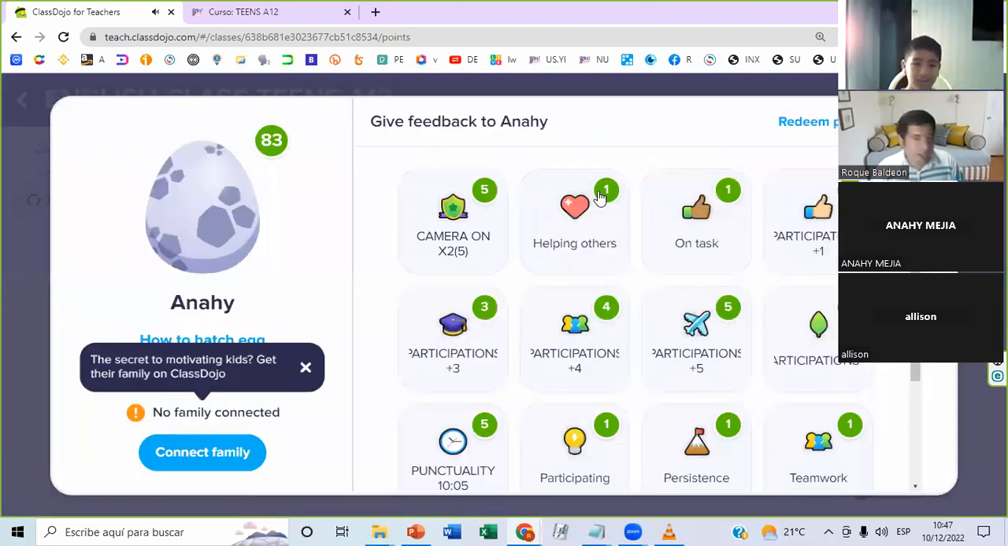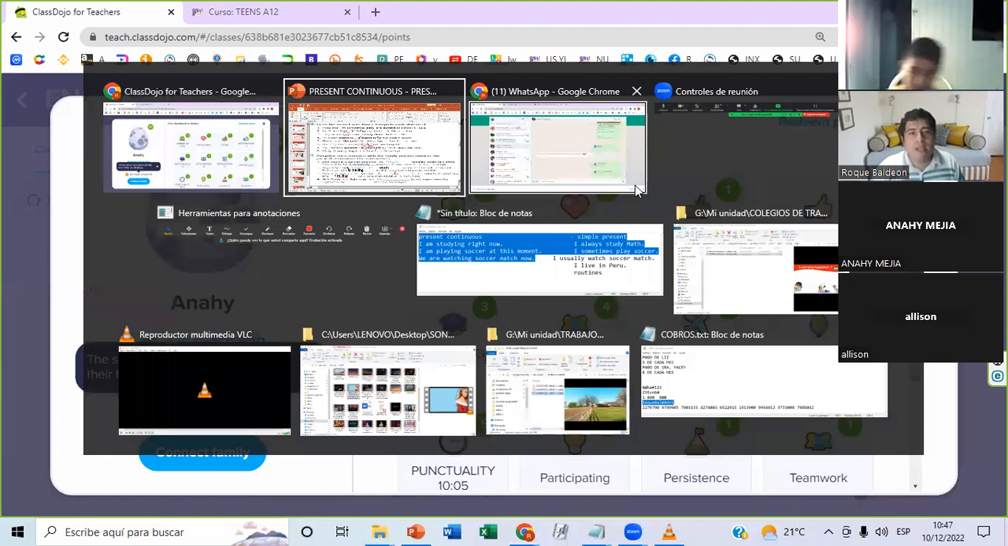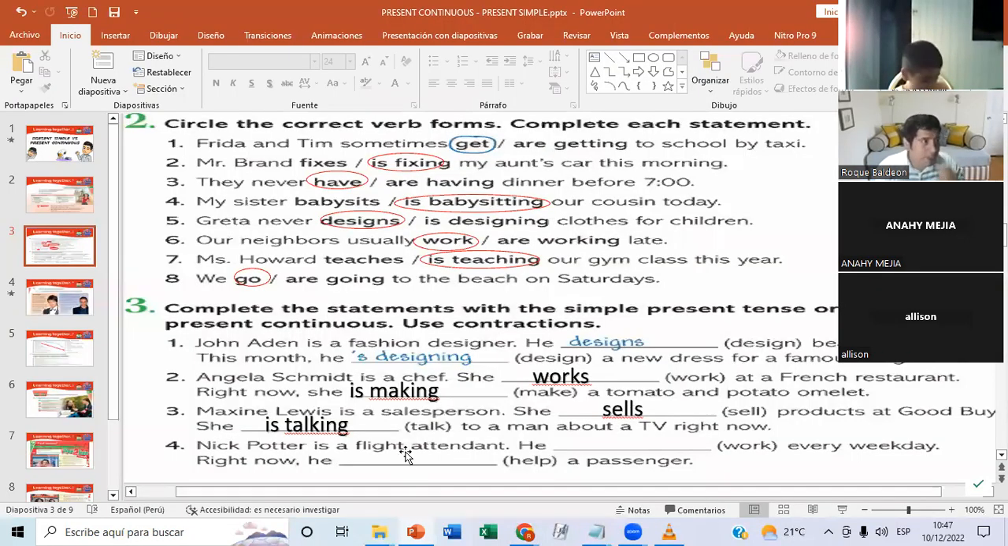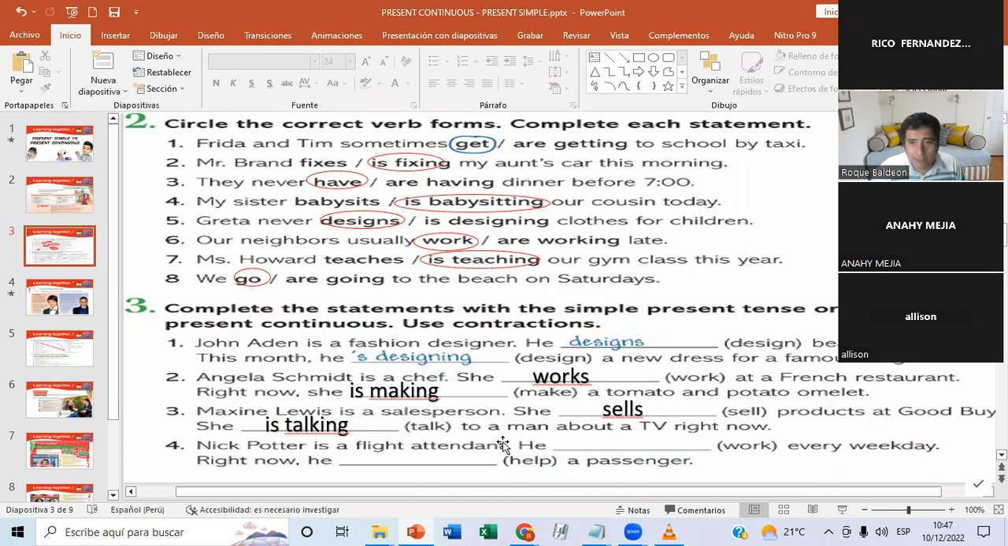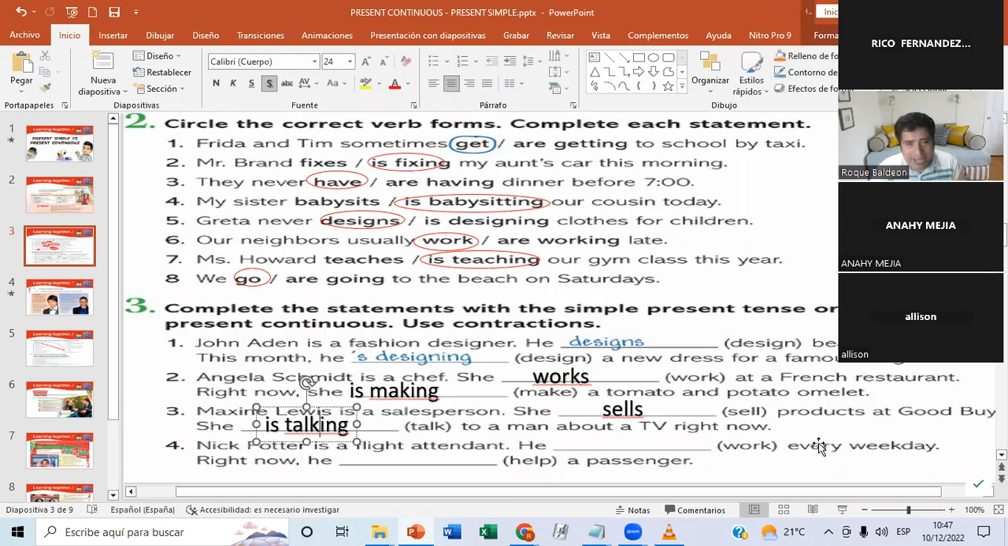Random. Anaí. Good, awesome, Anaí. Vamos a analizar Anaí, ¿ya? Nick Potter is a flight attendant. He works every weekday. O sea, es algo rutinario. Good. ¿Cómo sería ahí? He works or is working?